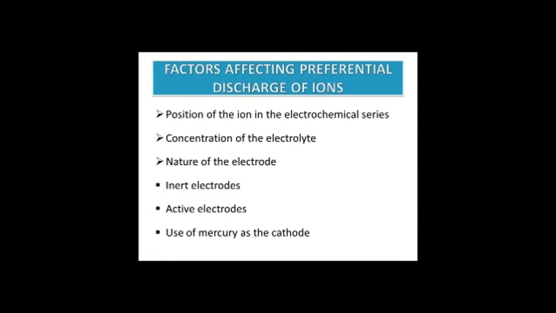You can still recall that when we have the sodium ion and the hydrogen ion at the cathode, we said that the ion that is lower in the electrochemical series is preferentially discharged. And that means the position of the ion simply represents that the ions that are lower in the electrochemical series will be preferentially discharged. Then the second one is the concentration of the electrolyte.